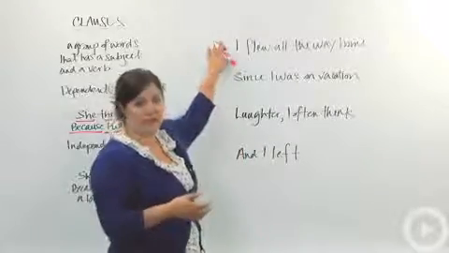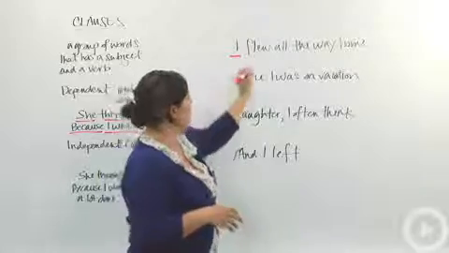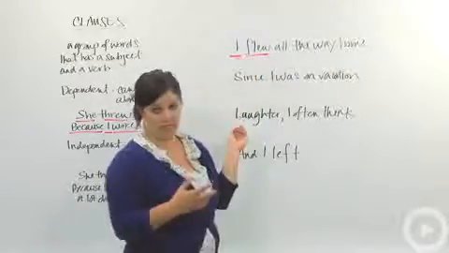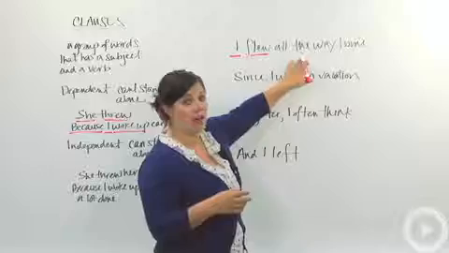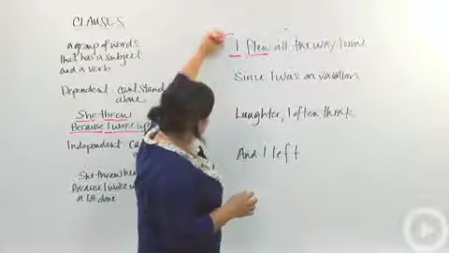So we've got "I flew all the way home." I is our subject, it's what's doing the action. What's I doing? I is flying. And then we've got a completion of thought. I flew where? I flew all the way home. So we've got an independent clause here.